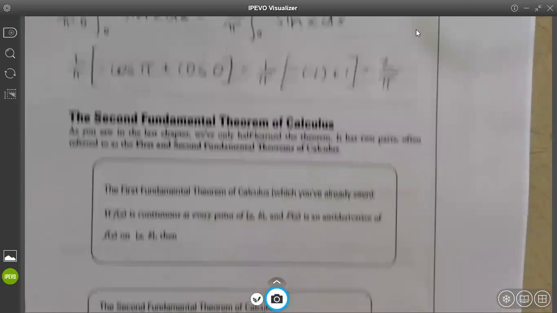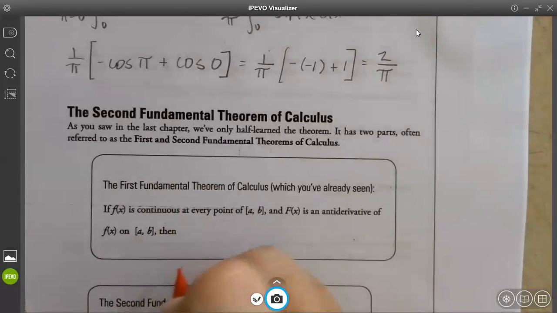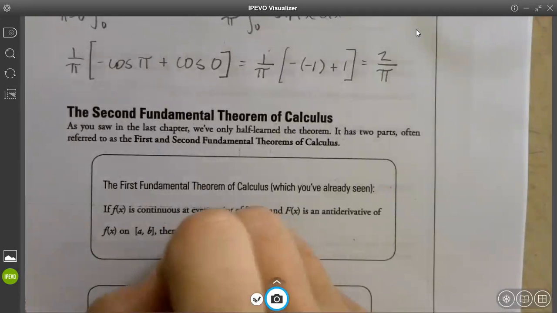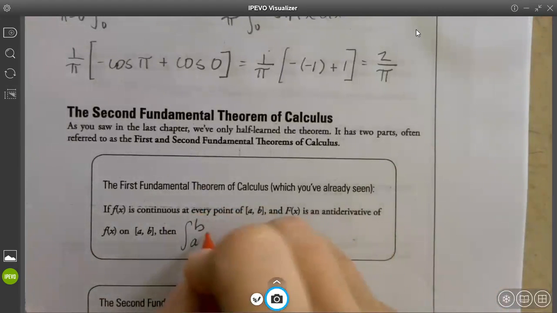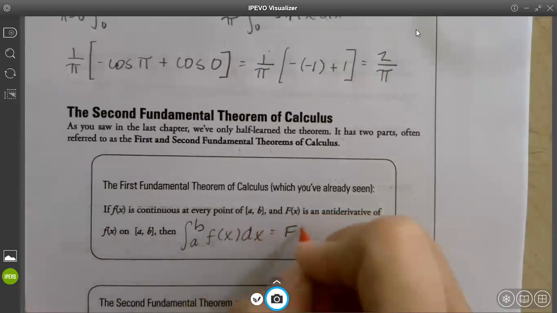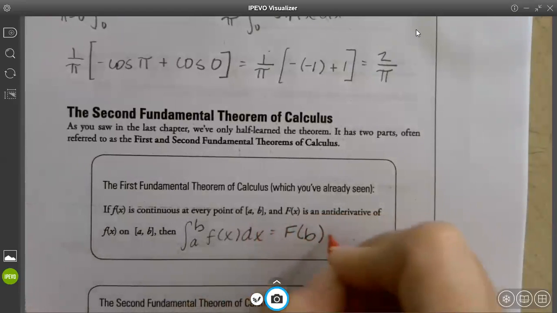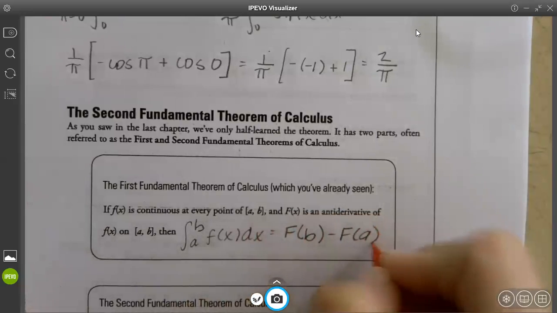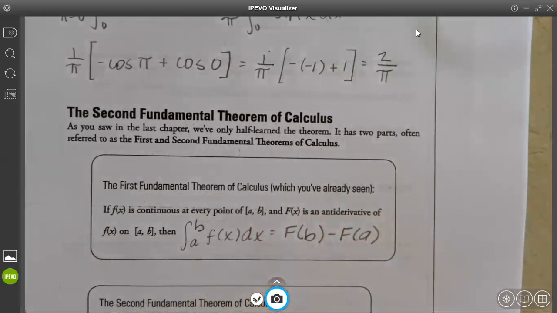Your first fundamental theorem of calculus we talked about yesterday. It was the integration of a to b of f of x dx equals, take the integration, plug in b, minus the integration, plug in a, which is what we just did.